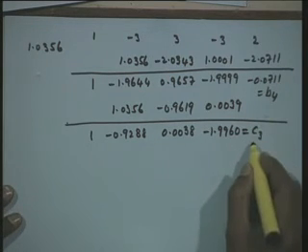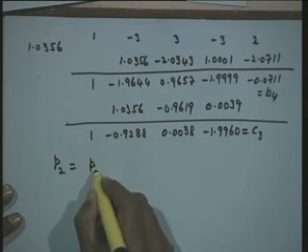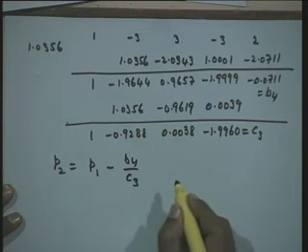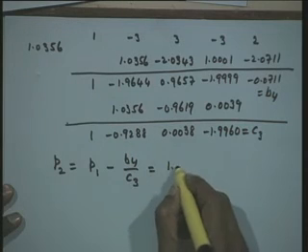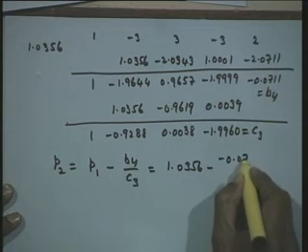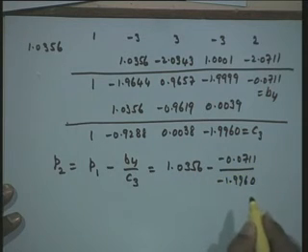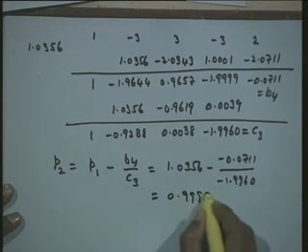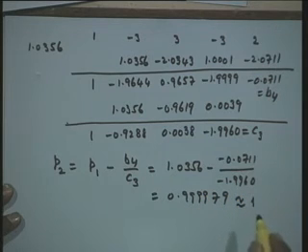Now, the values B4 and C3 are available. I can go compute my next iteration, that is P2 is equal to P1 minus B4 upon C3 and that is P1 is here 1.0356 minus 0.711 divided by minus 1.960 and this value is 0.99979. So, it is approximately 1.